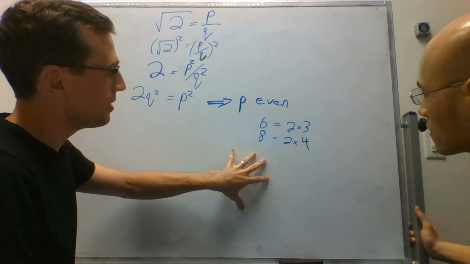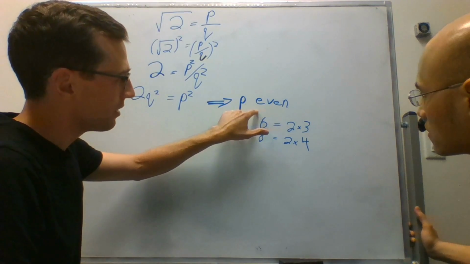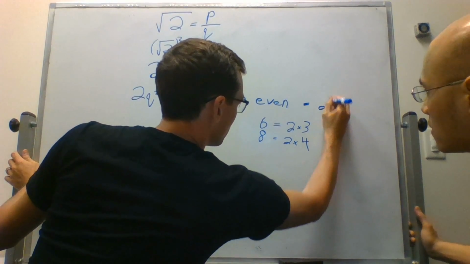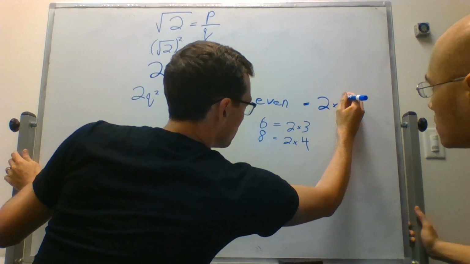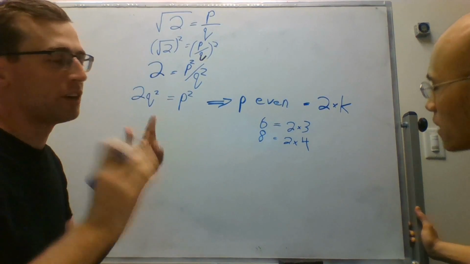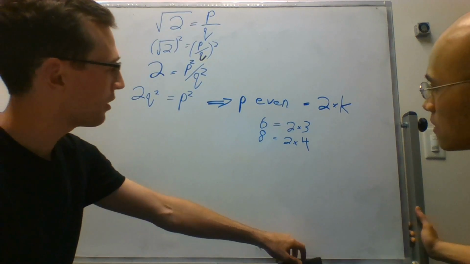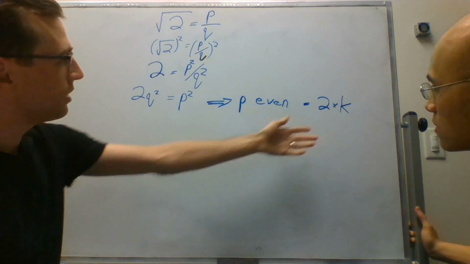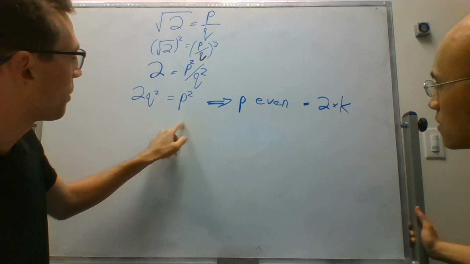So would you agree with me that P being even means that P equals, let's say, 2 times K, where K is some integer? Okay, would you agree with that? Well, we now have this fact. So let's sub in 2 times K into this part of the equation.